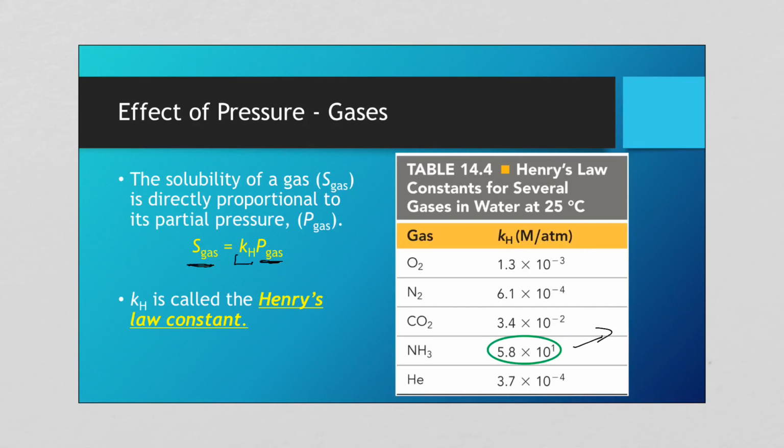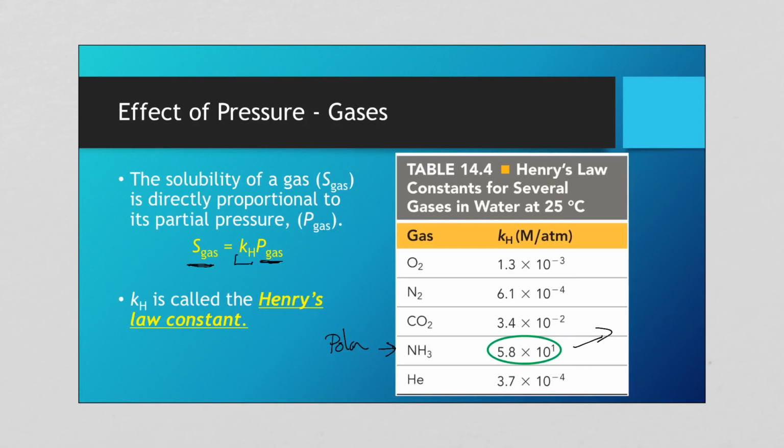Ammonia, right, is the one example here that is polar. So ammonia can actually develop hydrogen bonds with water, and so it can make a much stronger interaction with the water. Therefore, it's more resistant to coming out of solution. It's going to stay in solution. It's going to have a higher solubility, and therefore a higher Henry's law constant here.